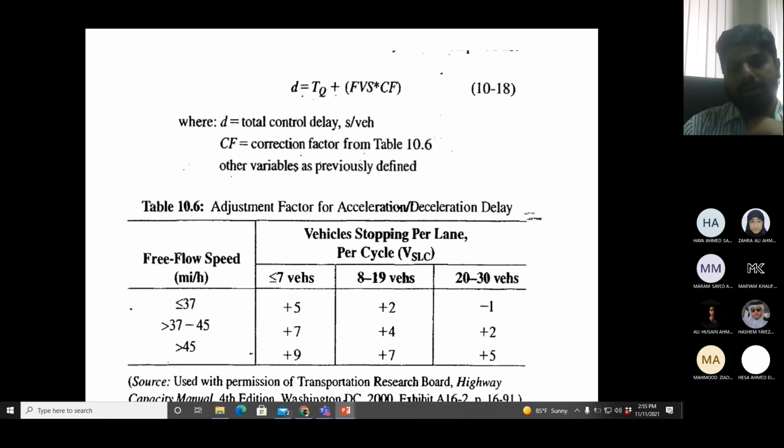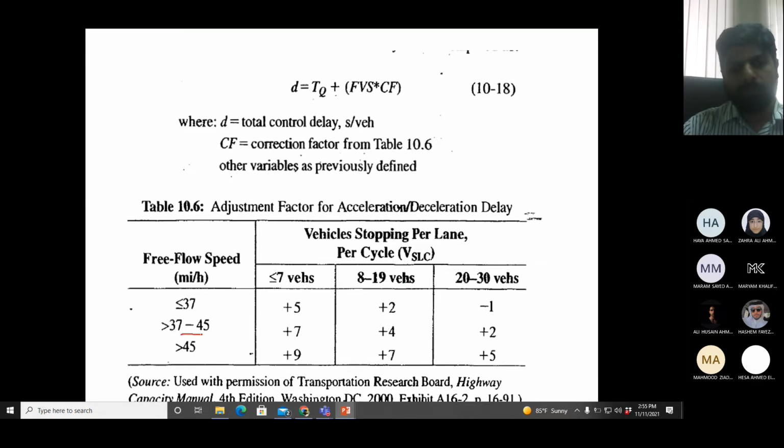Then D is the total delay, total control delay. So you need TQ, FVS. You already calculated these things, and you need the correction factor. The correction factor will come from this table. So for using this table, I need free flow speed and I need VSLC. So for example, your free flow speed is 40.